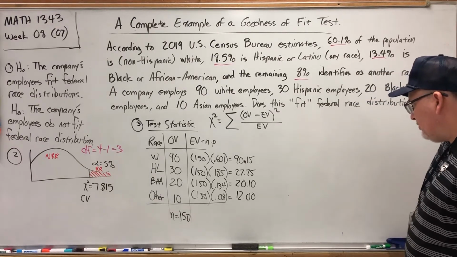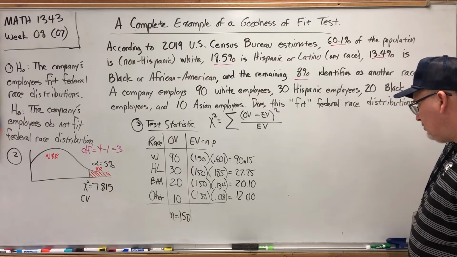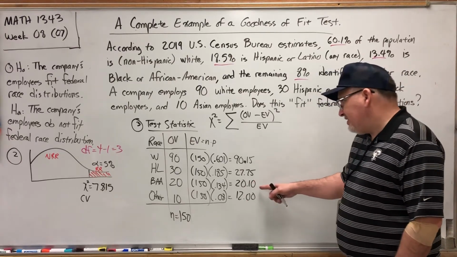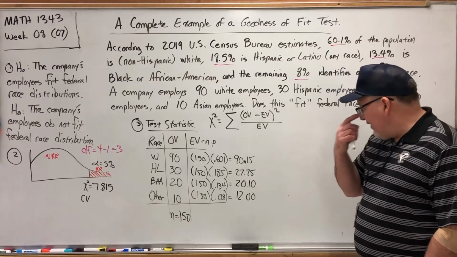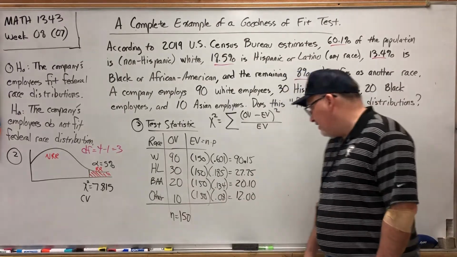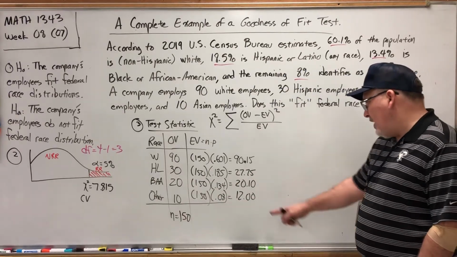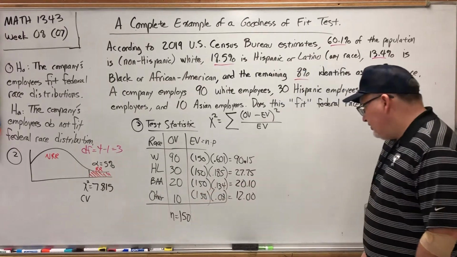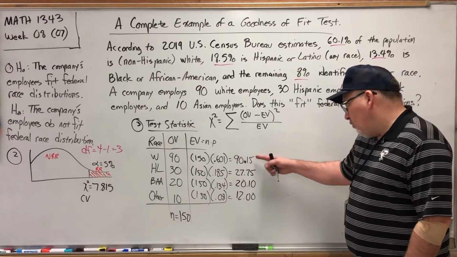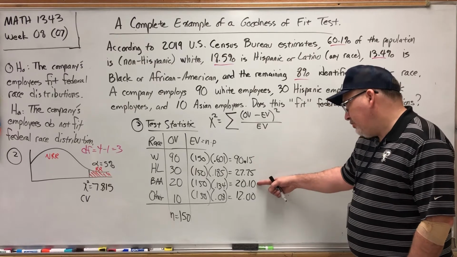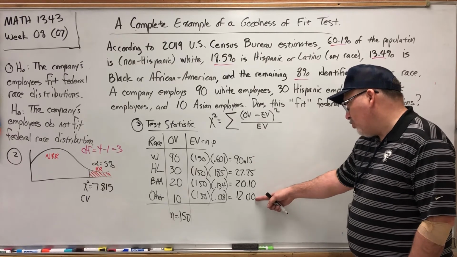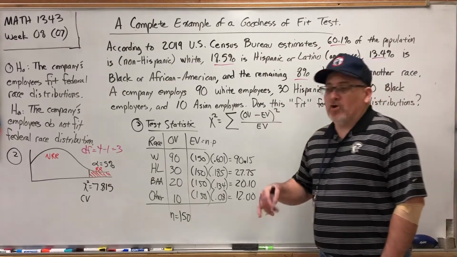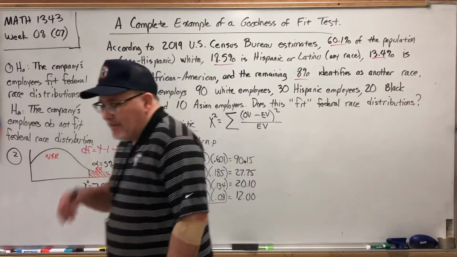Something is amiss here. Let's keep going. 20.10 is what we expected for Black or African American employees, and we saw 20. And we expected 12 other employees, and we saw 10. So 1, 2, 3 of them were above what we expected, and 1 was below. Okay, I thought they were all above, and that would have been bad because they have to balance out.